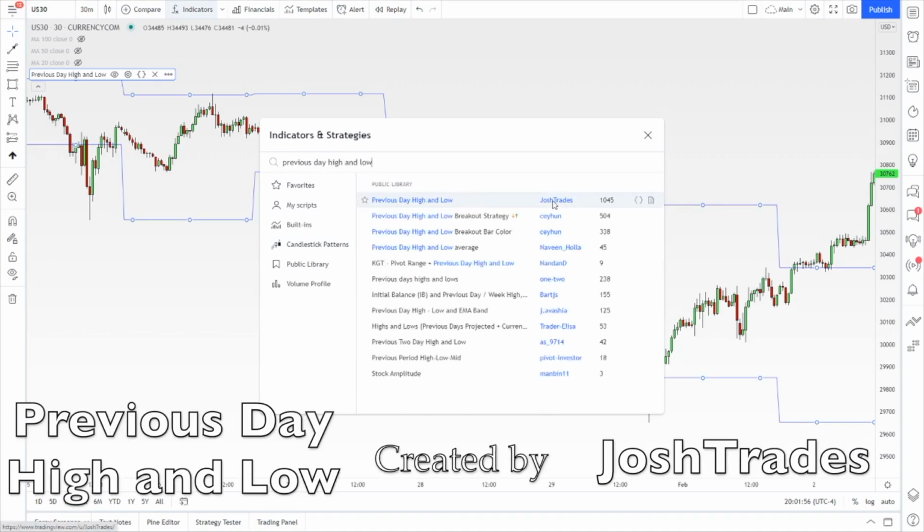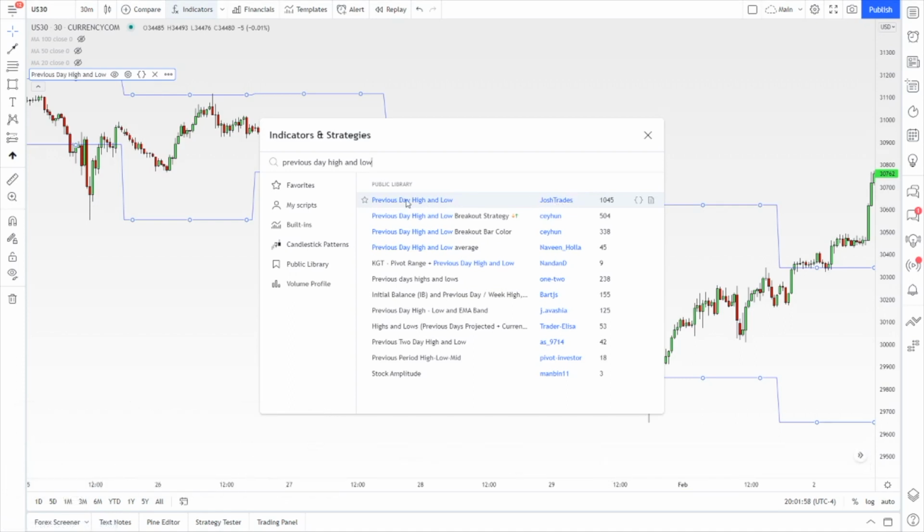So you guys can grab this anytime you want. It's for free there on TradingView. I'm actually going to favorite it. So I just added it to my favorites. So again, just search up previous day, high and low, and you can add this indicator to your screen.